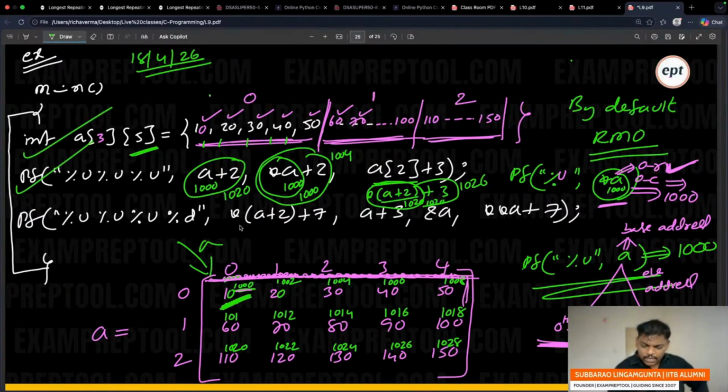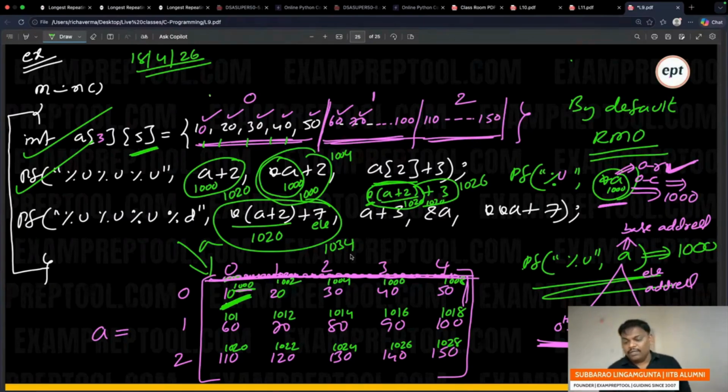So same, it is 1020 only, because it is already there. 1020 but one star over, plus 7 means 7 elements. Every element is 2 bytes, 7 elements means 14 bytes. It is going to be 1034. 7 times 2 is 14, 14 plus 20, 34.